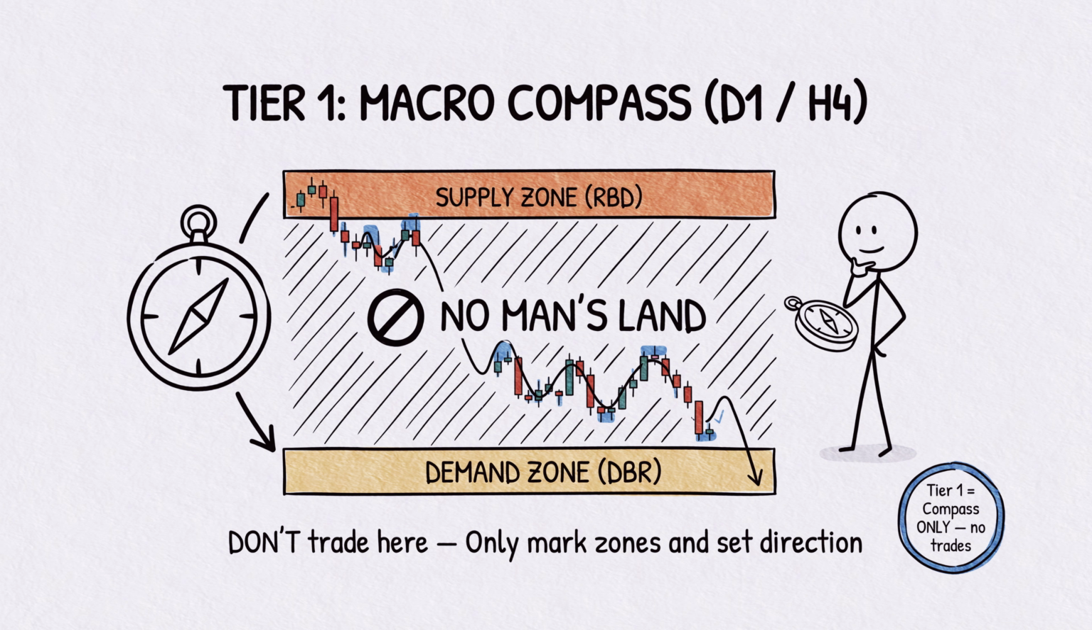Tier 1, macro, D1 or H4. You don't trade here, you only establish the compass. Mark the major DBR and RBD zones, untapped liquidity zones. Determine which direction price is being drawn toward. And absolutely, never open a position when price is floating in the middle, no man's land. That means price is sitting between two major S and D zones, not near any zone at all, with no barrier to protect you. Placing a trade here is gambling.